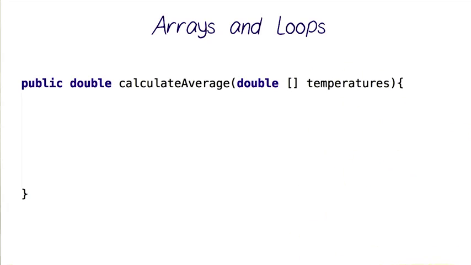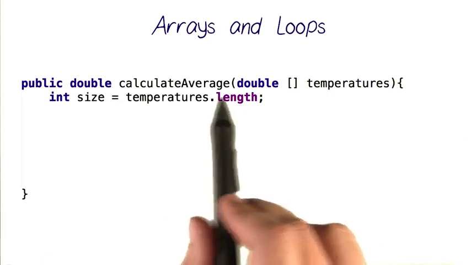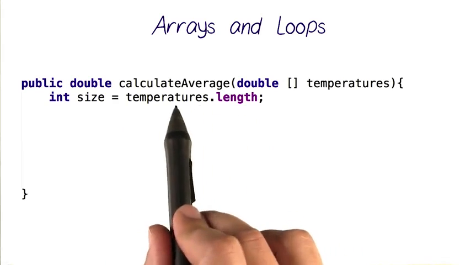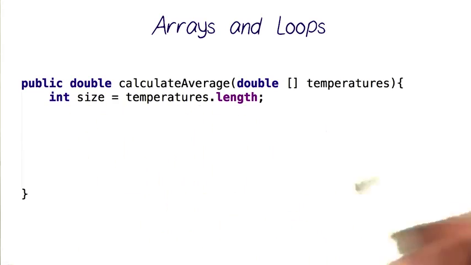The first thing we need to do is figure out how many temperature values are stored inside this array. Because they're passed in as a parameter, we don't really know how many elements are stored in it. To figure that out, we could type in the array name followed by the keyword length. This basically counts the number of items inside that array and stores it into our variable size.